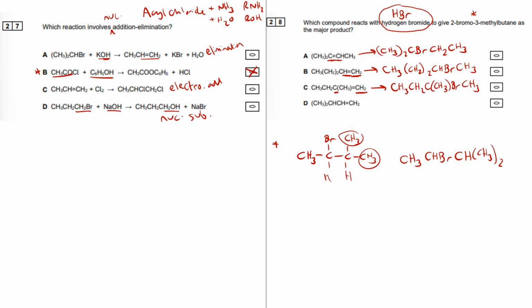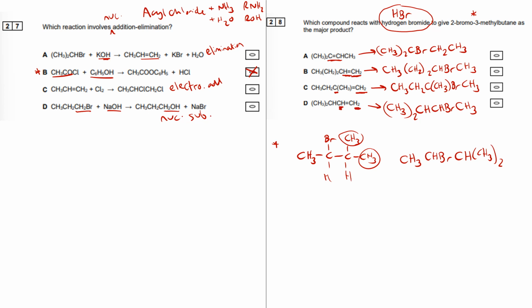And finally D, you're going to have your hydrogen join on here and your bromine join on here. So that will give you your major product as CH3, 2, CH, CHBr, and then CH3. So again, the reason the major product forms is based on Markovnikov's rule, and it's to do with the stability of the carbocation that forms in the mechanism.